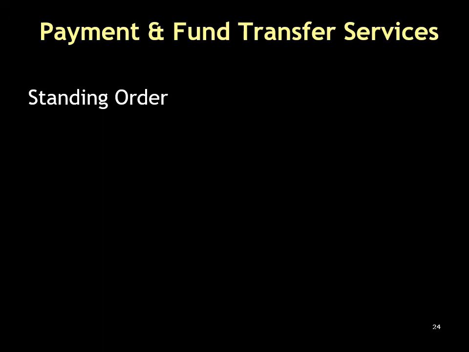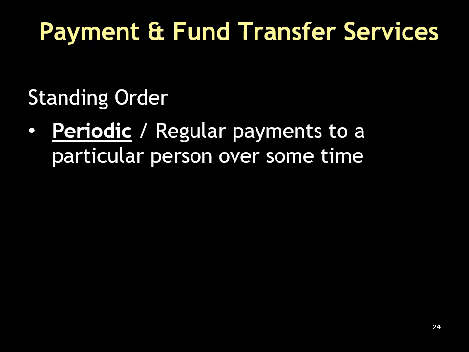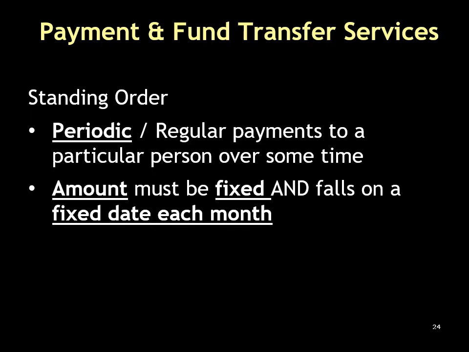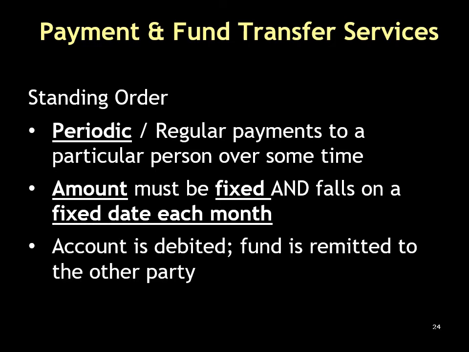Standing order is a periodic or regular payment to a particular person over a period of time. And the amount must be fixed. Take note, it has to be fixed, and the payment date has to be fixed each month, right? So it's a fixed instruction. The amount is fixed, the payment date is fixed, and the account is debited directly, and the fund is remitted to the other party.